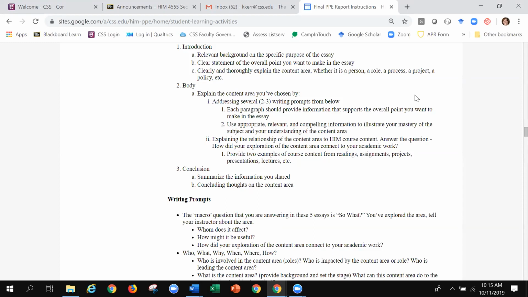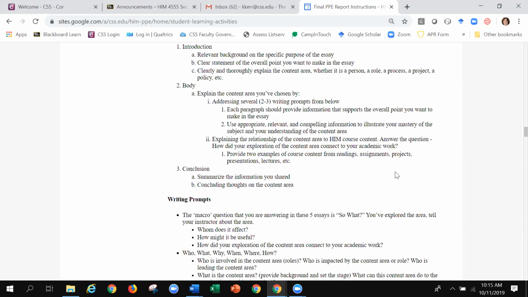These content area essays are probably also an exercise in writing clearly and succinctly. It's going to be important for you to condense what you're writing into those 2 to 3 pages, but also keeping it clear and concise within your paragraphs as well, okay?